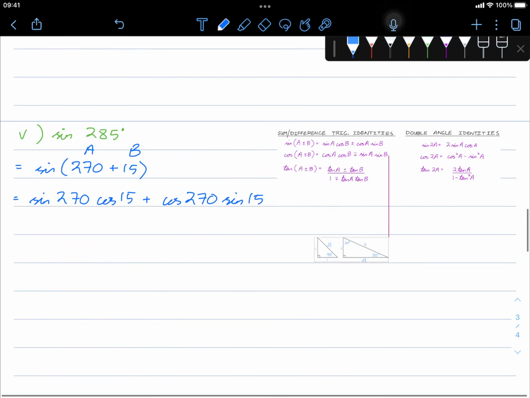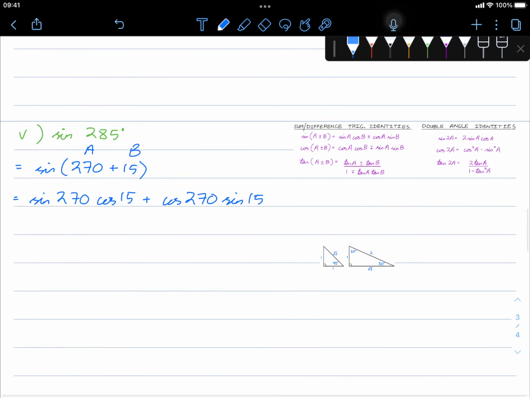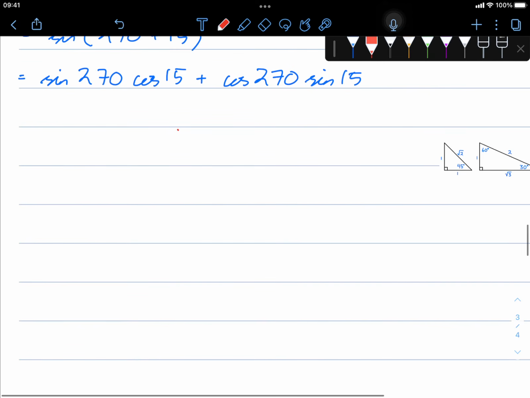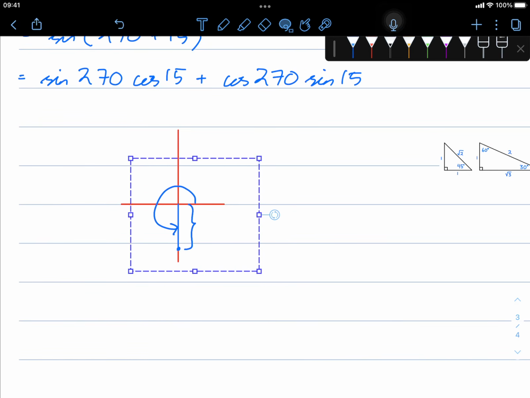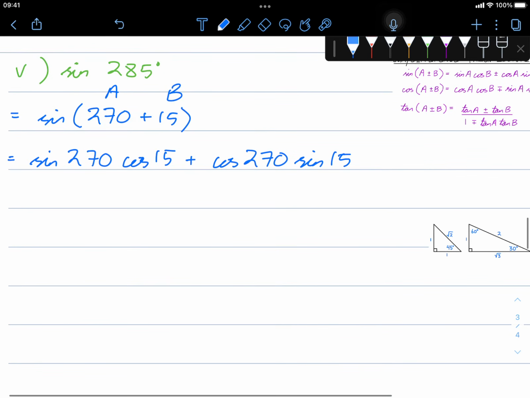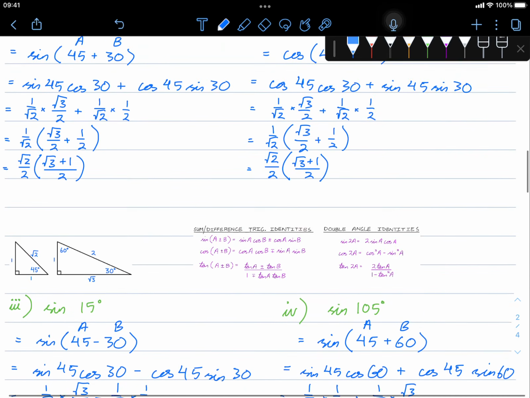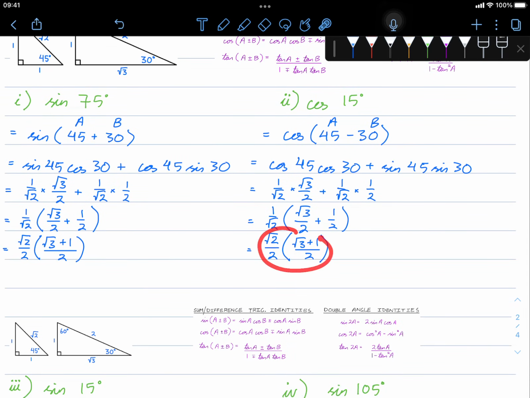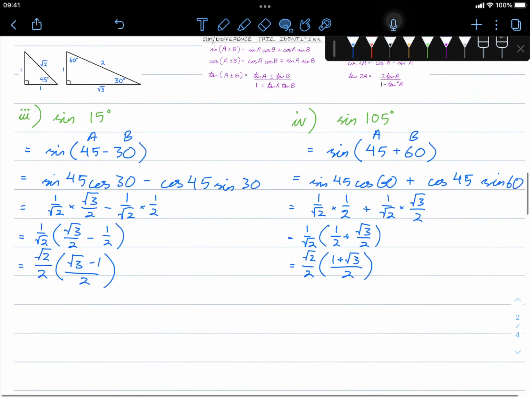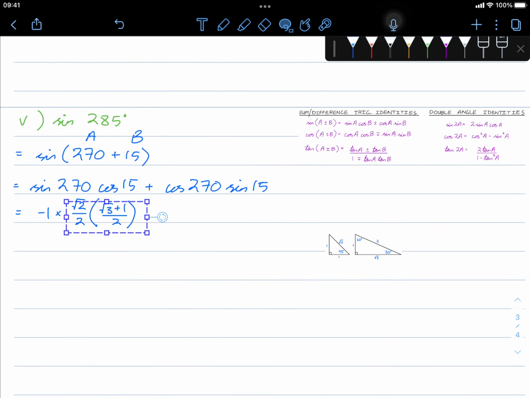Now you're going to have to try and remember what sine 270 was. If you need some help, 270 is right on this boundary here. That there is negative 1. So sine 270 is negative 1 times cos 15. If you go back here, cos 15 was this expression here. So I'm just going to copy and paste that.